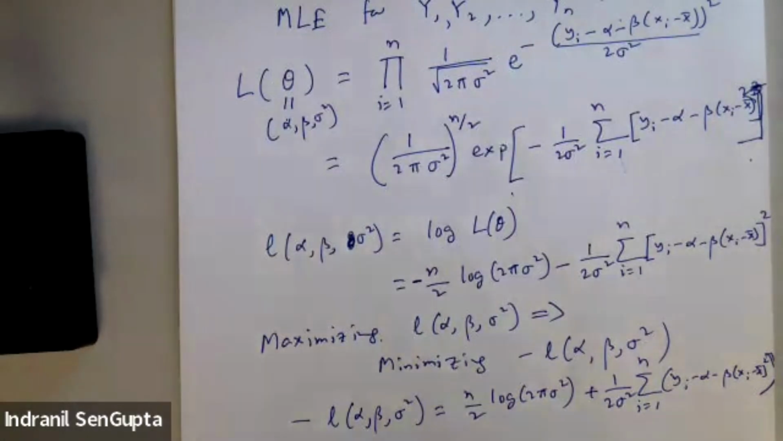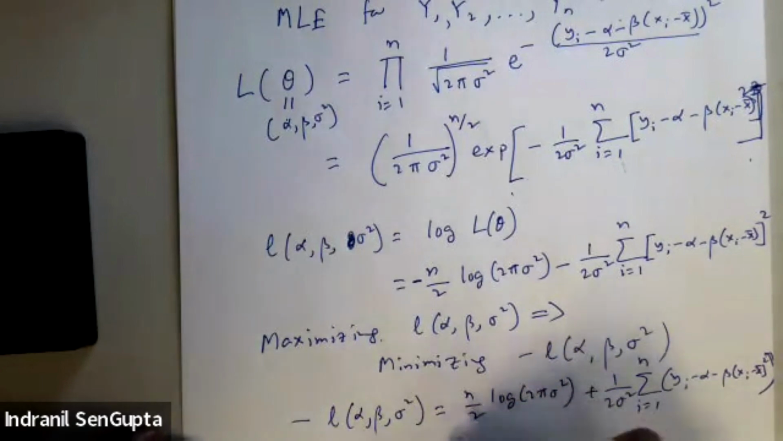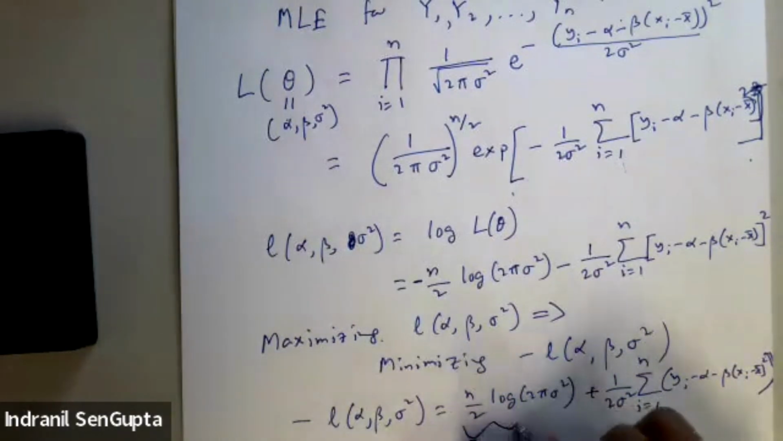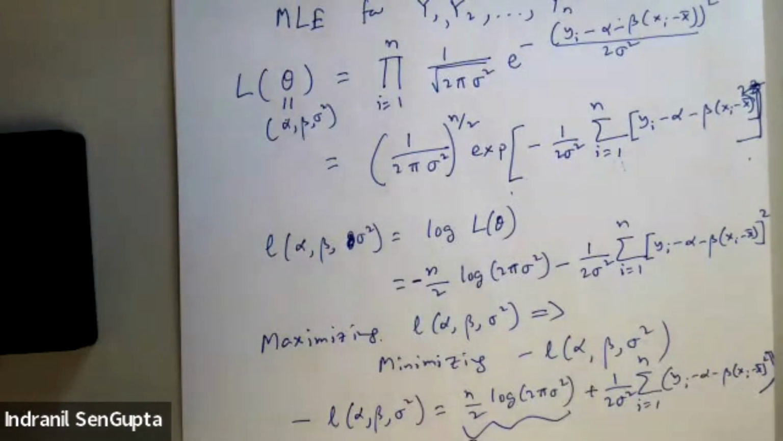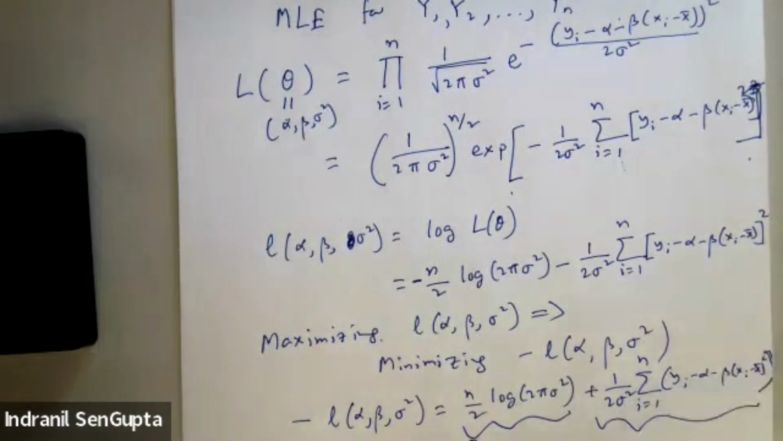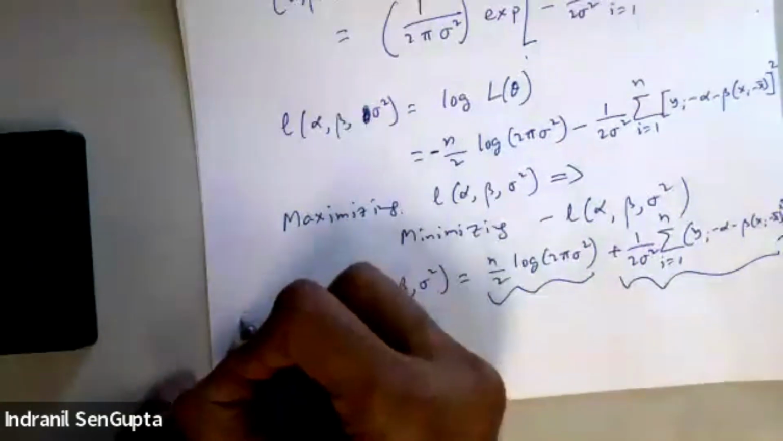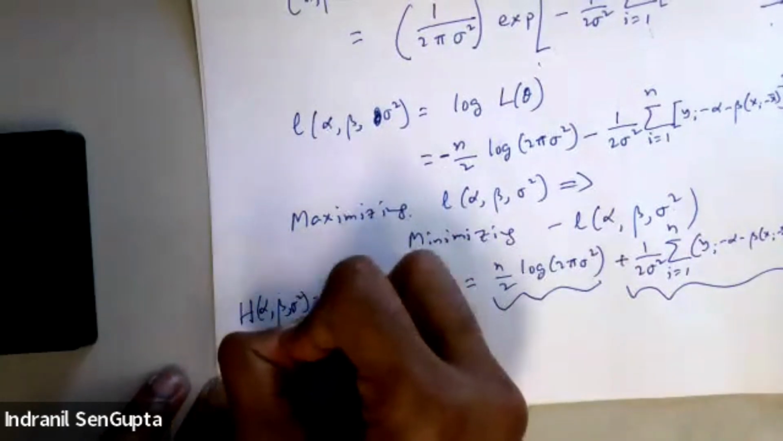All right, so let's call this with a name. First of all, if I'm trying to minimize this with respect to alpha and beta, note that this is a function of sigma squared, and this one is also a function of sigma squared, alpha, and beta. So now if I differentiate this, let's give it a name. Let's call this one h of alpha, beta, sigma squared.